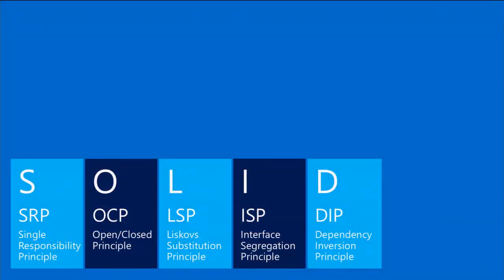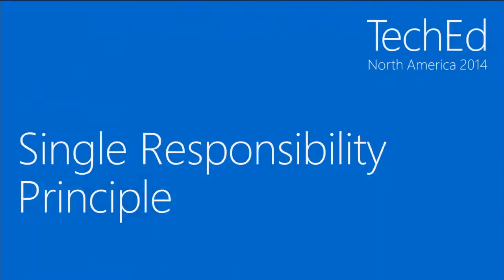So the principles. Naming them to begin with, not all of you were comfortable with naming them. You got SRP, single responsibility principle. O, open closed principle. L, Liskov substitution principle. I, interface segregation principle. And D is the dependency inversion principle. And yes, that is dependency inversion principle, not dependency injection principle. There's a difference. So we're going to start by looking at the single responsibility principle.